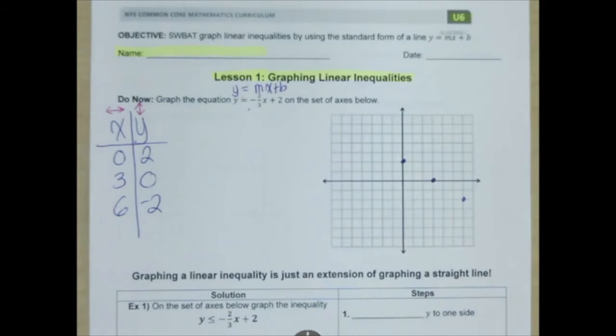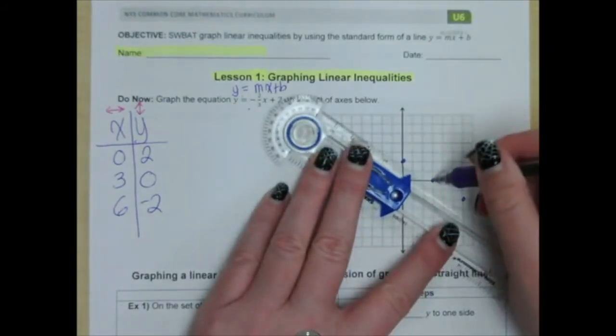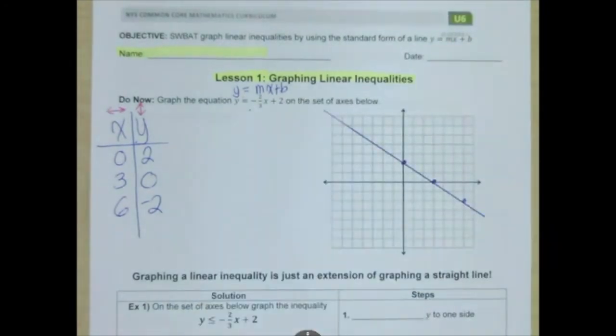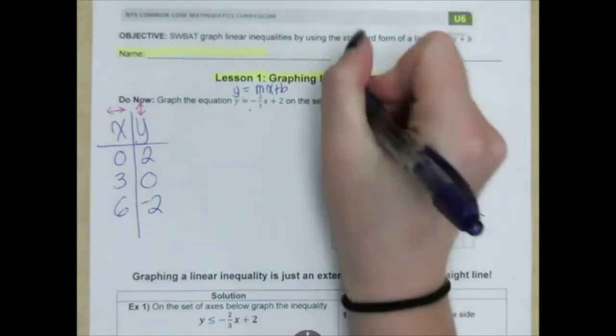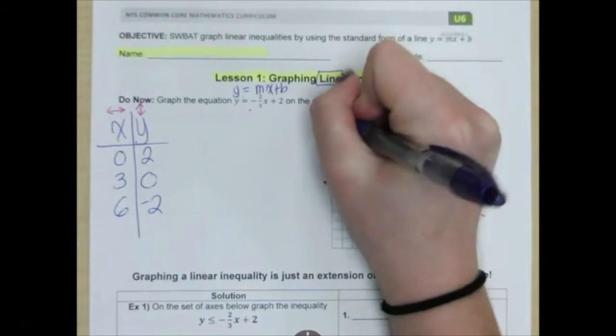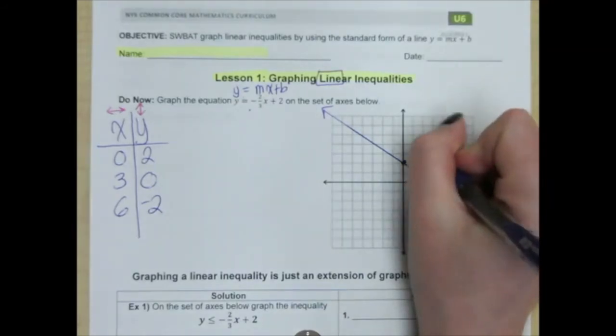Now with a ruler, if you have one at home, if not, that's okay. You just want to go back and connect those points to form that nice line that we should have graphed, our linear equation. Line is in the word linear, all right? Lines go on forever, so I'm going to have arrows at both ends, and I am officially done. If I want to go one extra step, I can always label that line.